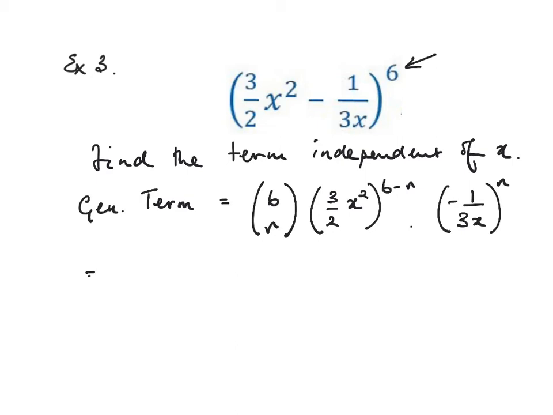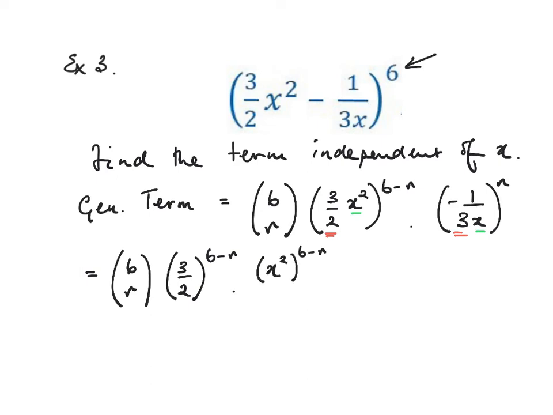I'm going to have to simplify it, because I hope you can see, here's the constant part, here's a constant part here, and we've got an x on the top and an x on the bottom here. So if we can bring these different pieces together, it will make life a lot easier. We can't do anything with the coefficient 6 choose r. So it's 3 over 2 to the power of 6 minus r multiplied by x squared to the power of 6 minus r.